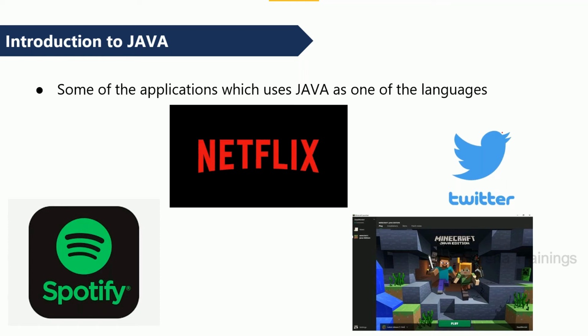Social media platforms also use Java. For developing games we use Java. For music types of situations we use Java. That means Java is used anywhere. That is the meaning.